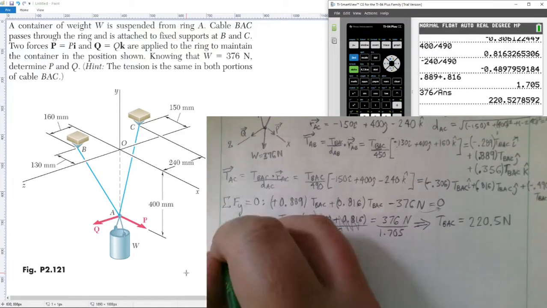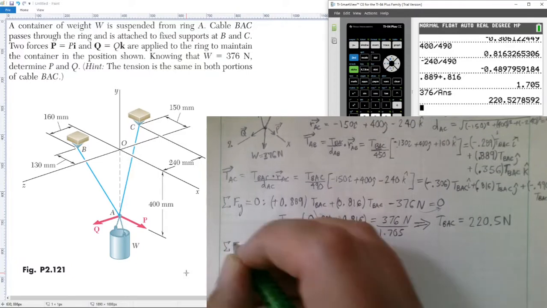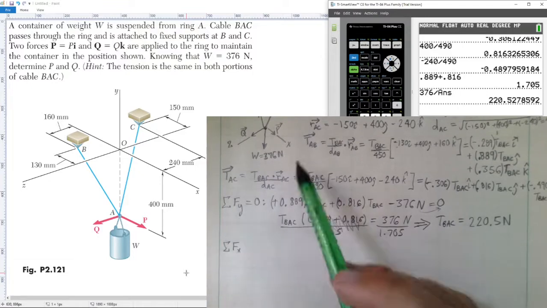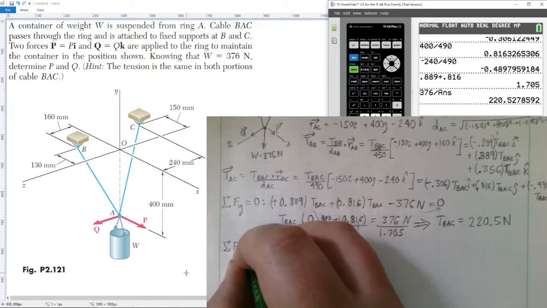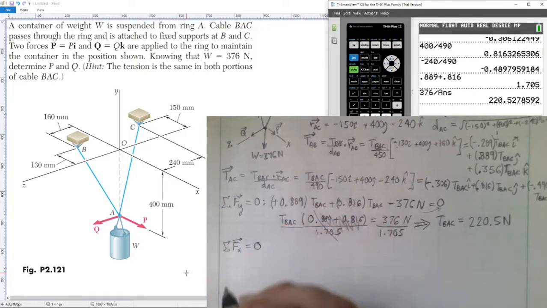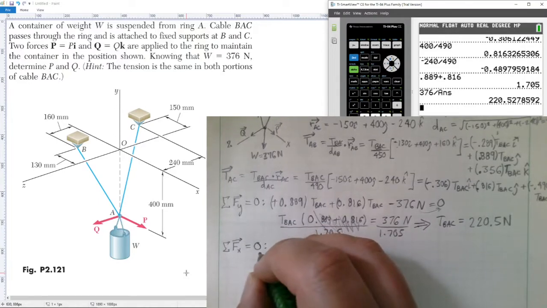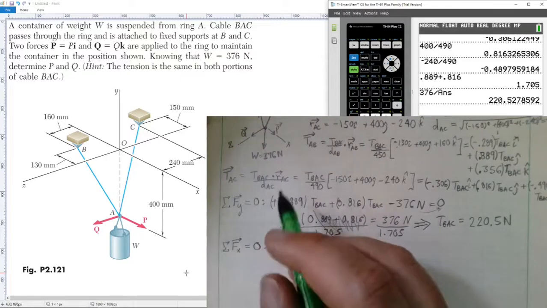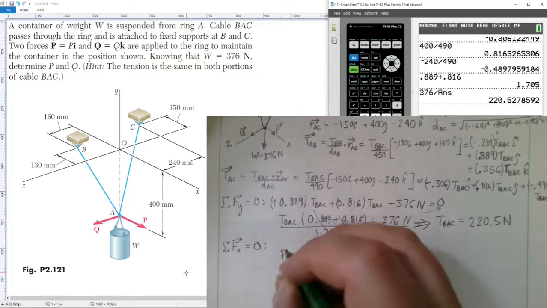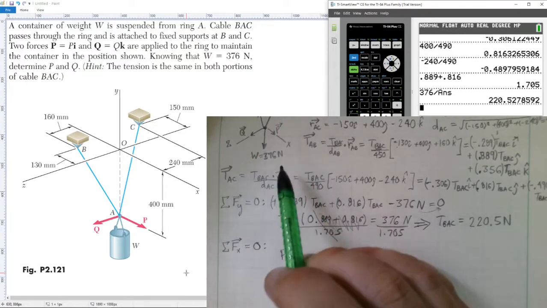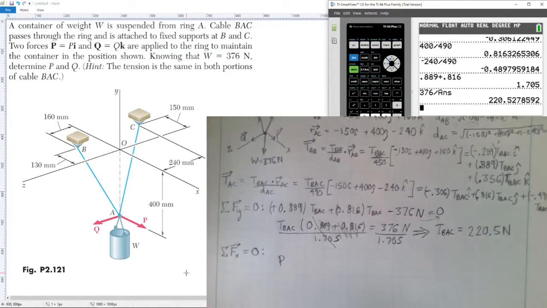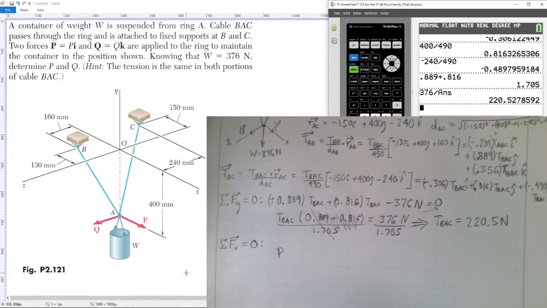Now, summing forces in the x direction, knowing what tension BAC is, I can now calculate vector P, which is also strictly in the x direction. So the summation of forces in the x direction equals 0. First of all, I have vector P acting in the x direction. So I'm going to write vector P, scalar magnitude right here. And then we have tension BAC from A to B and A to C as well. So let's look at what the I hat components of those are.